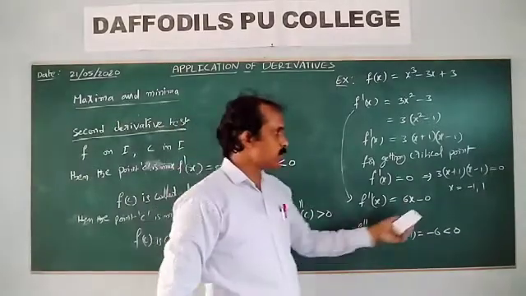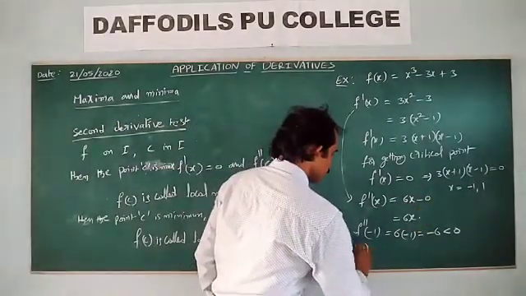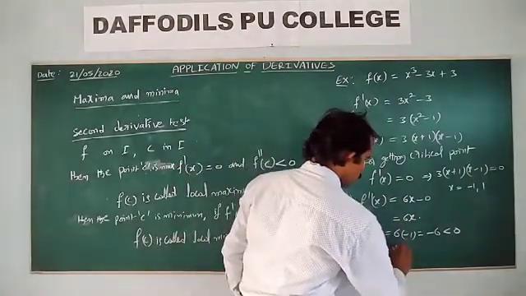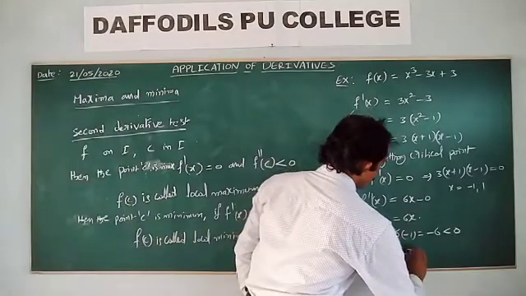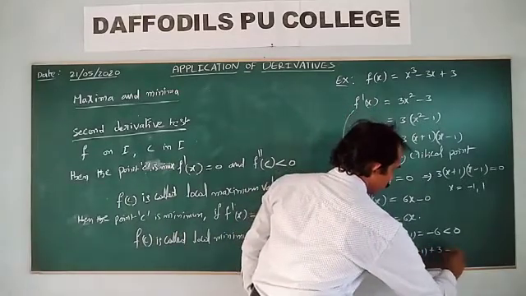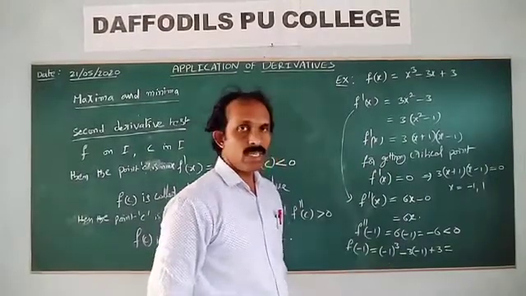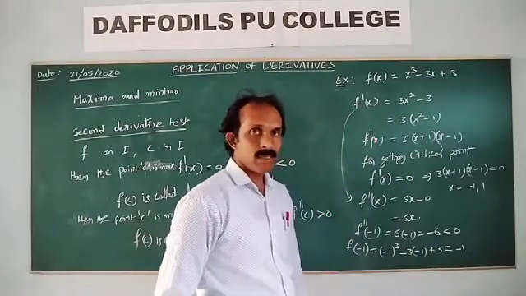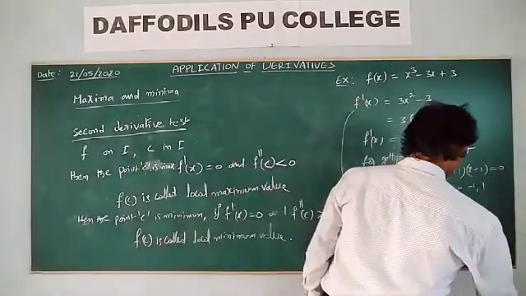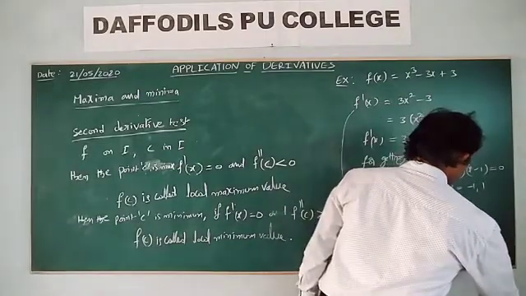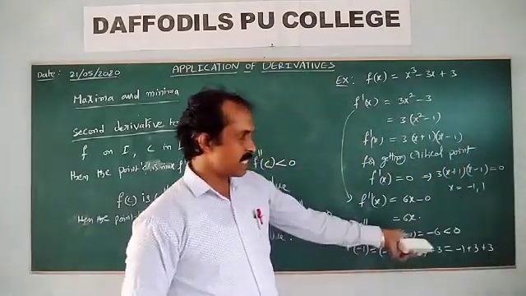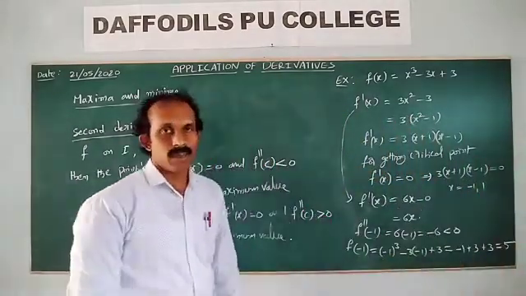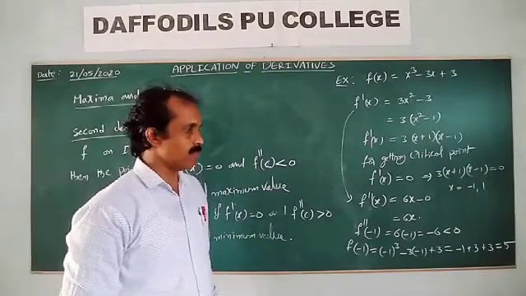What is the maximum value? f of c. Now we want the maximum value f of -1. Substitute there: (-1) whole cube minus 3 into -1 plus 3. That is -1, minus into minus plus, plus 3, plus 3. 6 minus 1 is 5. So 5 is the local maximum value. Right.